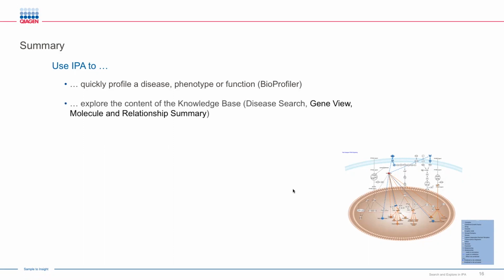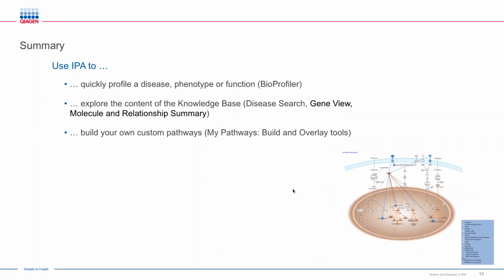And then we looked for information about the particular disease and the genes that we saw in our networks using the disease search, the gene view pages, and the molecule and relationship summary tools. And in the My Pathway view of this network, we investigated how relevant genes connect with each other, and we found canonical pathways that are associated with these genes using the build tools.